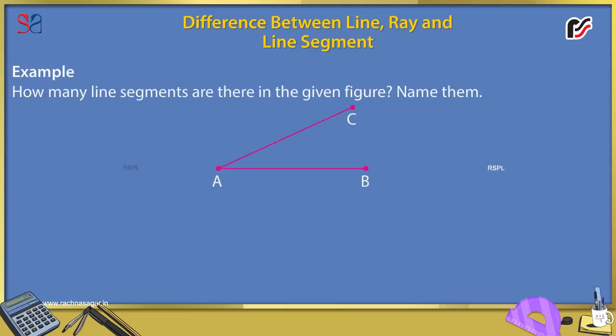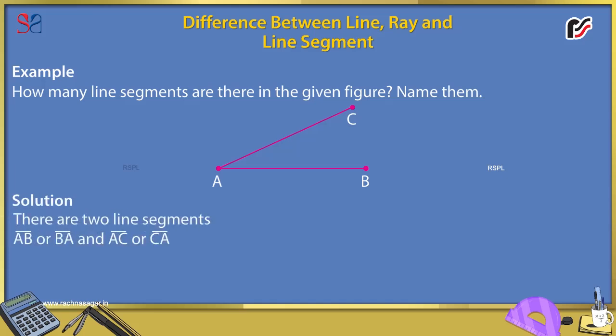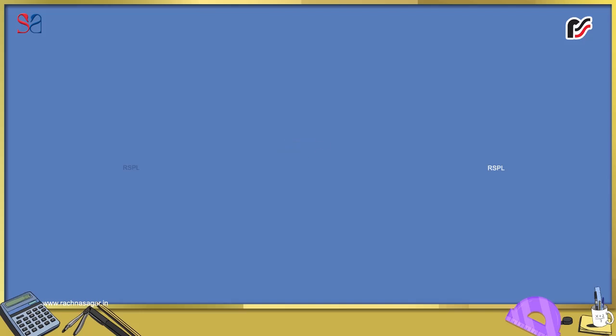Example. How many line segments are there in the given figure? Name them. Solution. There are 2 line segments: AB or BA and AC or CA.